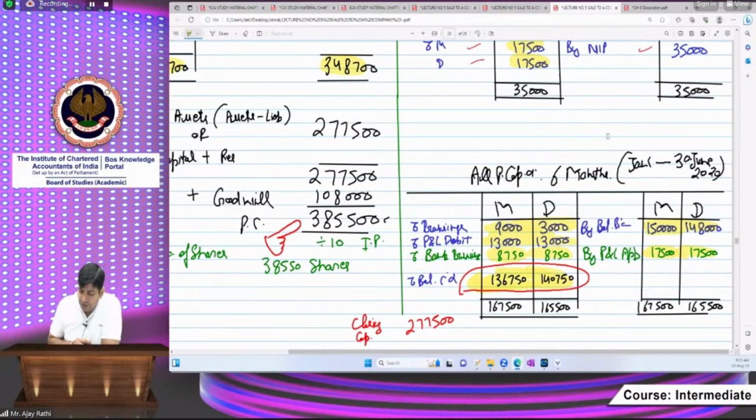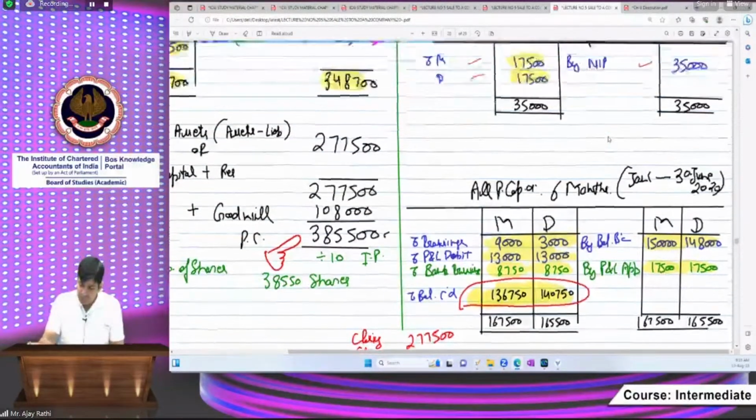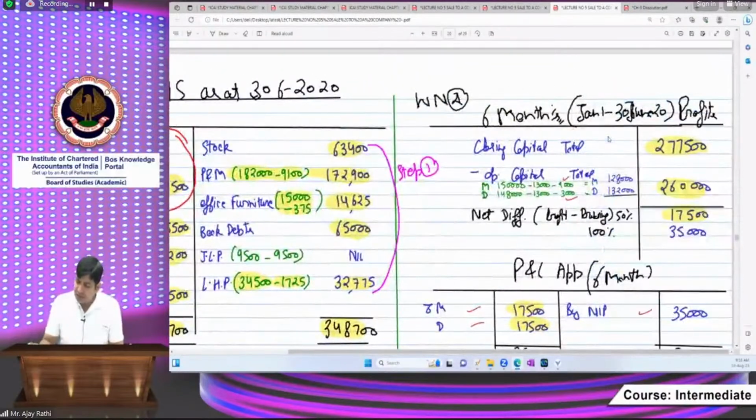And you know what the total is for this? Please do the total of these two figures on the calculator: 136,750 plus 140,750 is 277,500. This is the total capital as at 30th June. Beta, the same you have found out from here, assets minus liabilities. The same you have compared here.